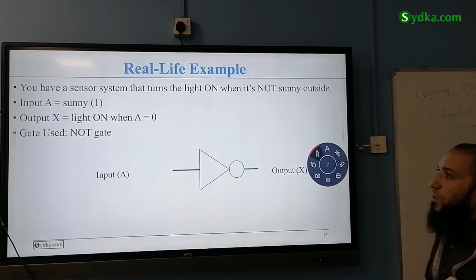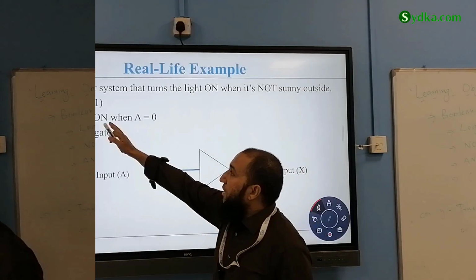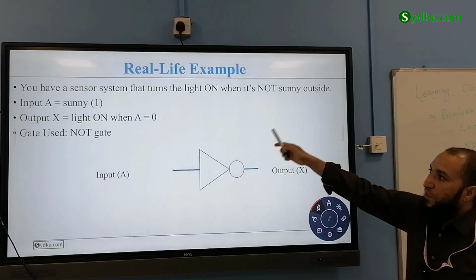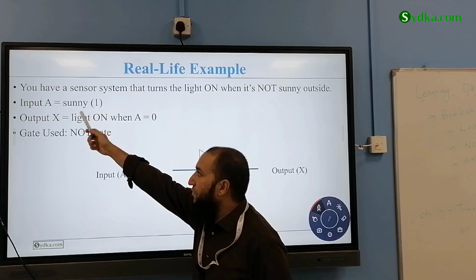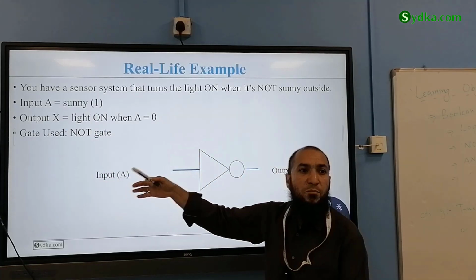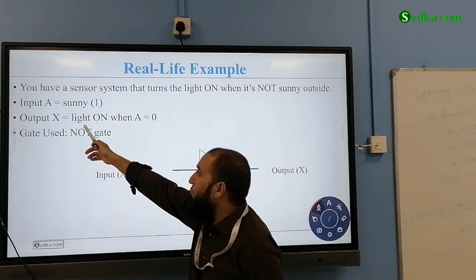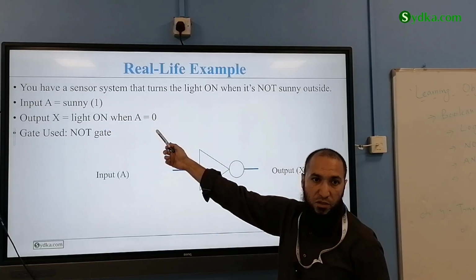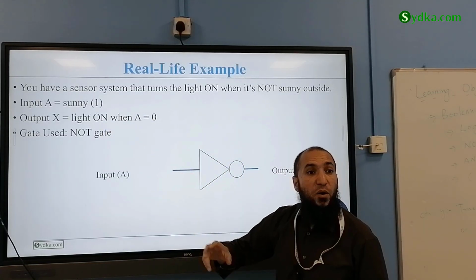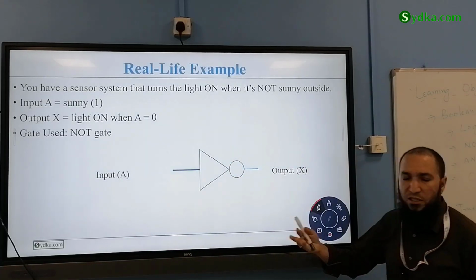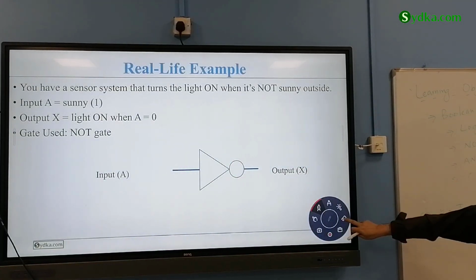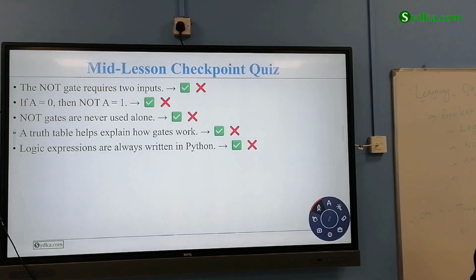Okay, so next one we have a real-world example. We have a sensor. For example, here we say A is when it's sunny, so we give it 1. Remember I said in the beginning you can assign, but at the moment we're assigning like this. Output would be light on when A is 0. That's the only way we can do it. So that means A becomes the darkness input, so we get the value output. This is where we use the NOT gate. This is the easiest one. Go to the next one.